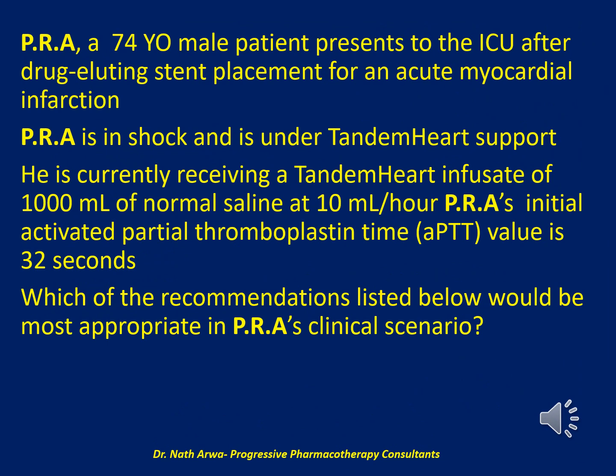And the next question reads, PRA, a 74-year-old male patient presents to the ICU after drug-eluting stent placement for an acute myocardial infarction. PRA is in shock and is under tandem heart support. He is currently receiving a tandem heart infuse of 1000 ml of normal saline at 10 ml per hour. PRA's initial activated partial thromboplastin time, abbreviated as APTT value, is 32 seconds. So my question to you is, which of the recommendations listed below would be most appropriate in PRA's clinical scenario?